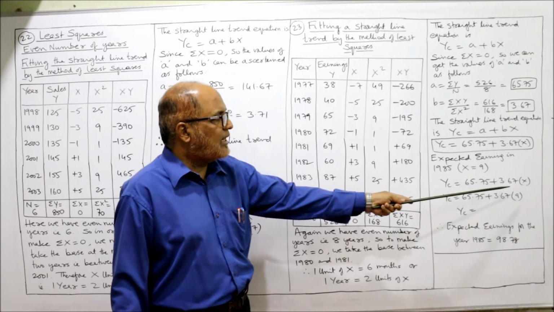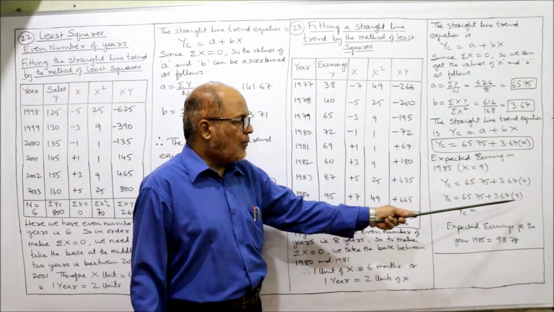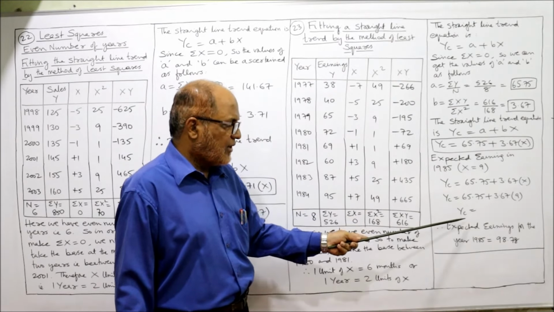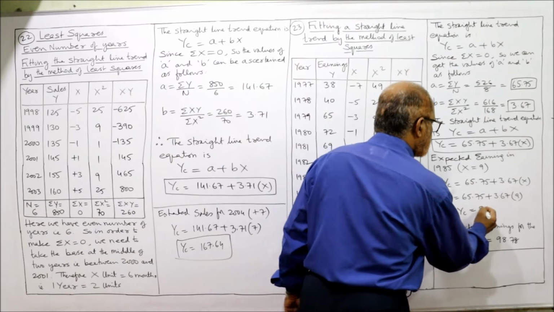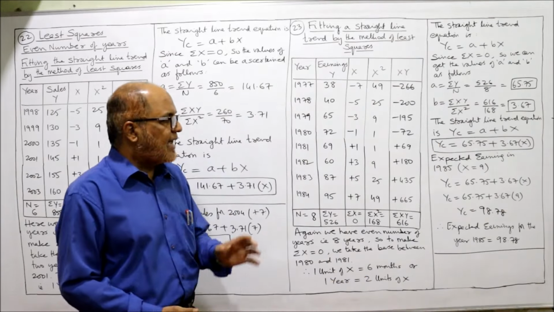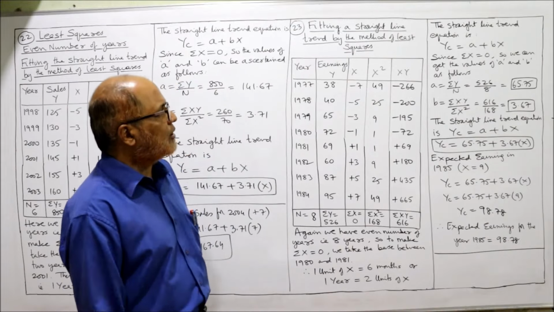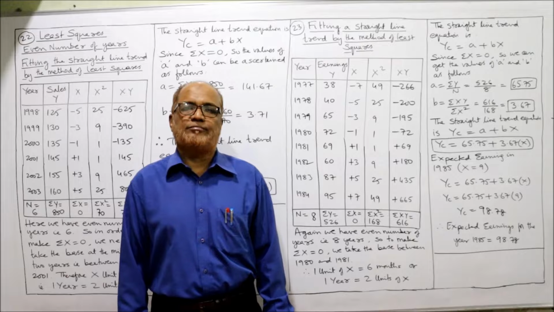Now substitute 9 in place of x. Now multiply 9 into 3.67 plus 65.75. You will get 98.78. 98.78, that is the expected earnings for the year 1985. That's all. So this is the end of problem number 23.